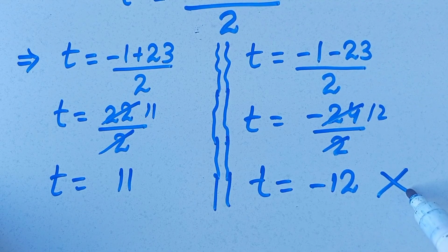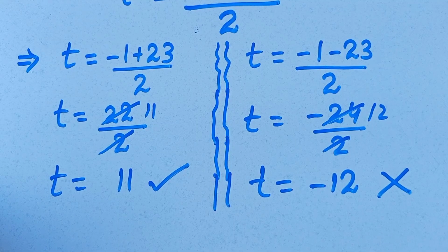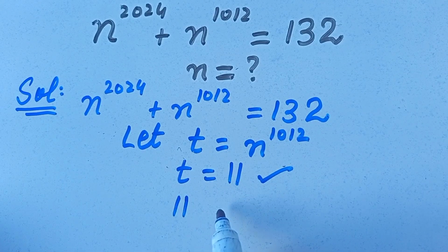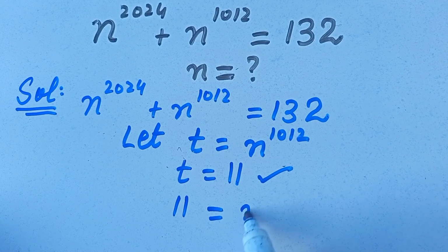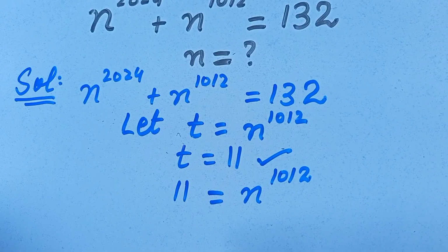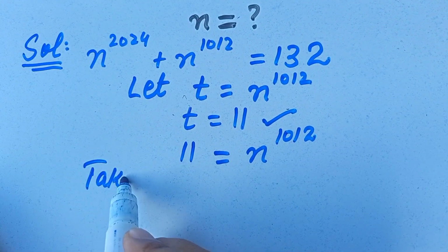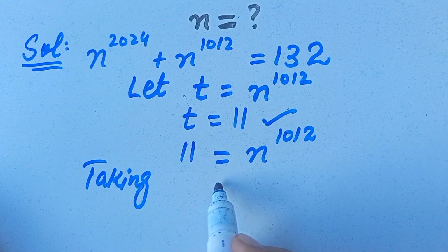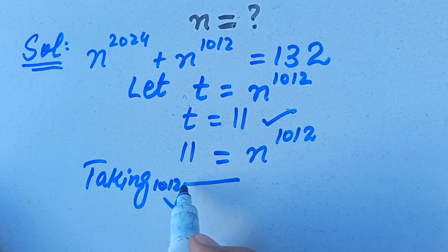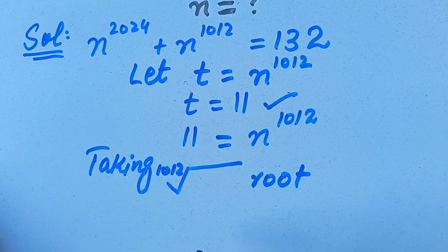We will ignore the negative value because n is greater than or equal to 0. So we will use the positive value, t equals 11. Putting back in place of t that we substituted, 11 equals n^1012. Our main target is to find the value of n. Now taking the 1012th root of both sides of this equation in order to find n.